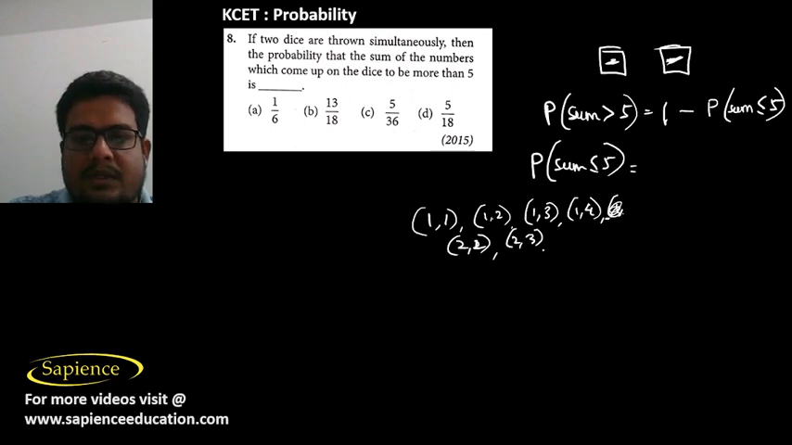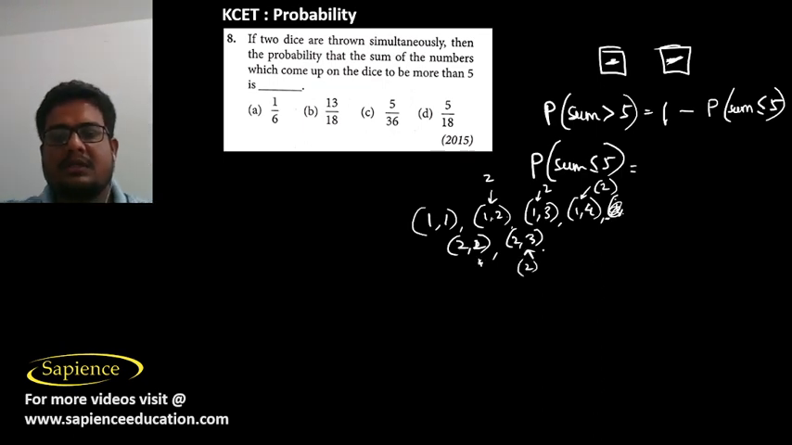So here I can get 2 outcomes: 1, 2 and 2, 1. Here also I can get 2 outcomes: 3, 1 and 1, 3. Here also I can get 2 outcomes, and here I can get 1, but here I can get 2 outcomes: 2, 3 and 3, 2.